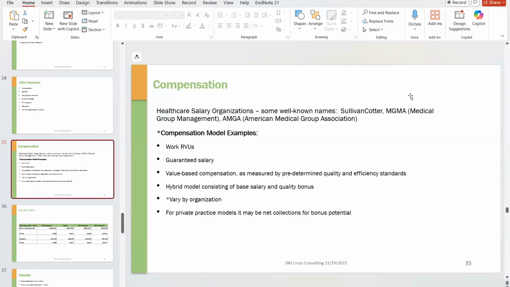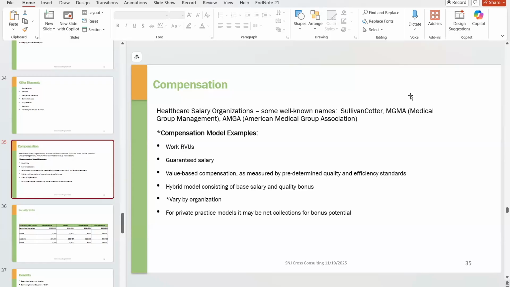And some of those quality bonuses can be paid quarterly as well as in the year. And then with private practices, a lot of theirs is based on net collection. So you're able to bonus on what's collected minus overhead and what's left. They can decide to do a withhold where you get 50% on a monthly or quarterly basis, and then the rest is put into a pot that you're able to receive at the end of the year.